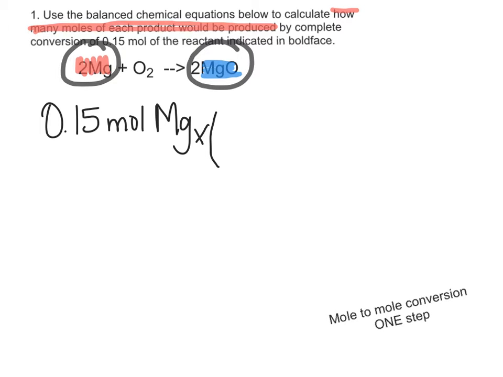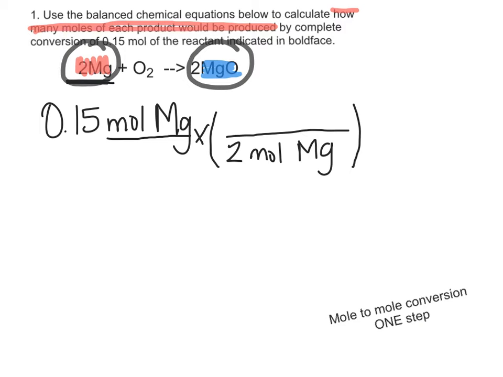So the first thing I want to do is I want to cancel out moles of magnesium. So the way that I do this is that I look to my balanced chemical reaction and I write my mole ratio. So how many moles of magnesium are there in my balanced reaction? Well, if I look here, I can see that there's 2 moles of magnesium in my balanced reaction. So I'm going to put that on the bottom because I want to cancel moles of magnesium.